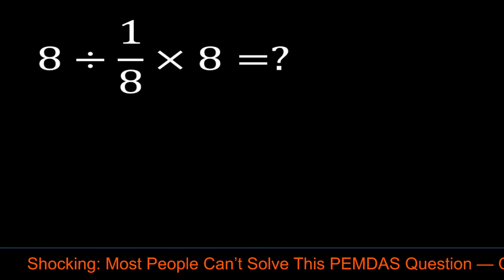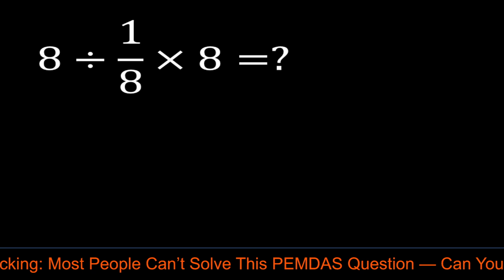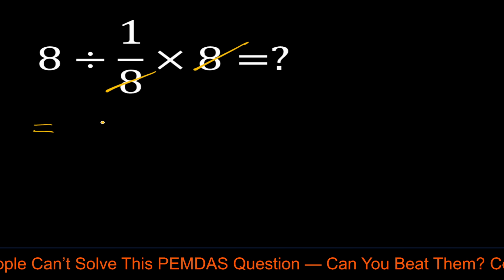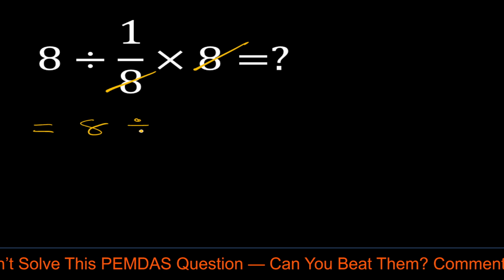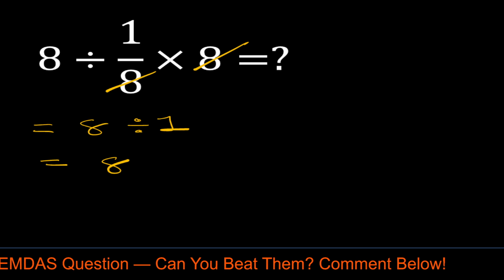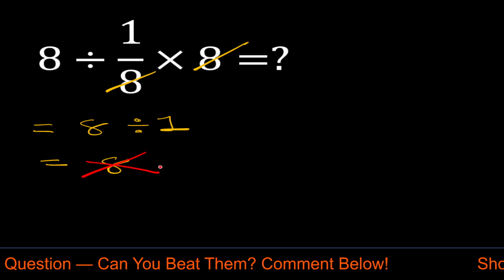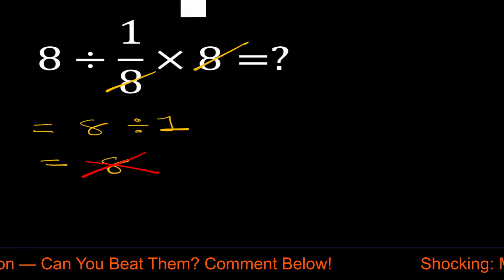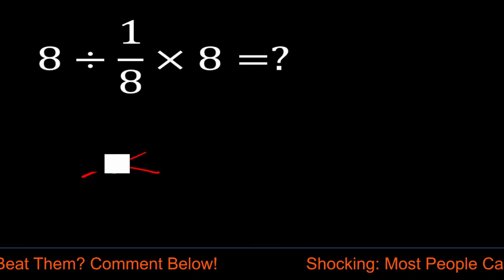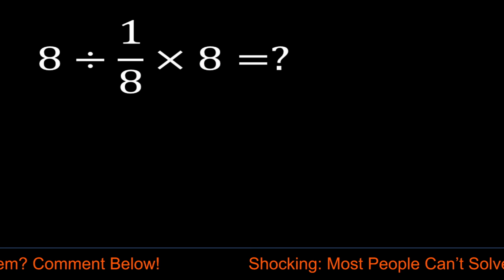So most people solve this question like this: cancel this 8 by 8, which is equal to 8 divided by 1, right? Now 8 divided by 1 is also 8. But this answer is not correct. This answer is completely wrong. So now let's solve this problem correctly by using the PEMDAS rule, right?